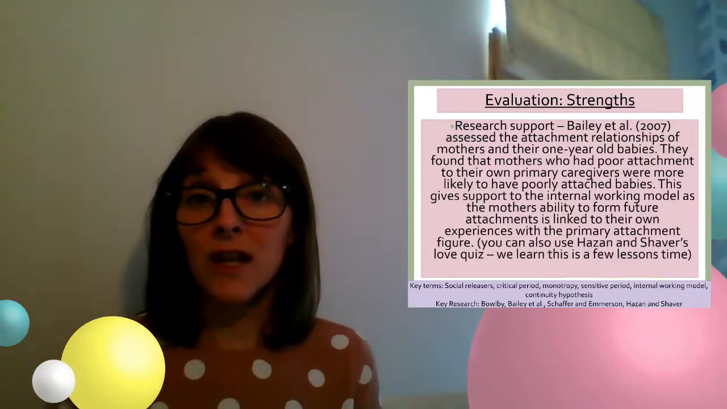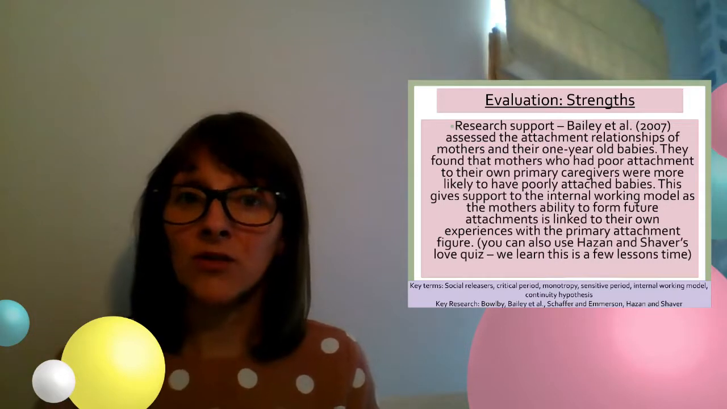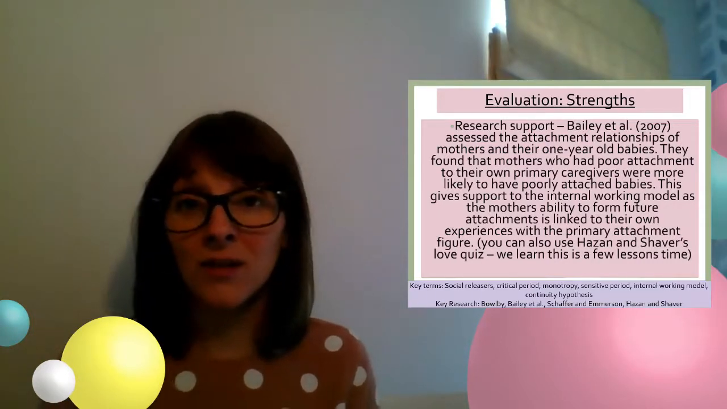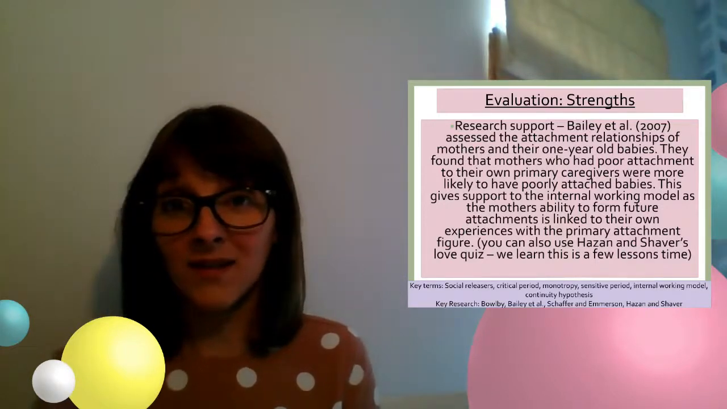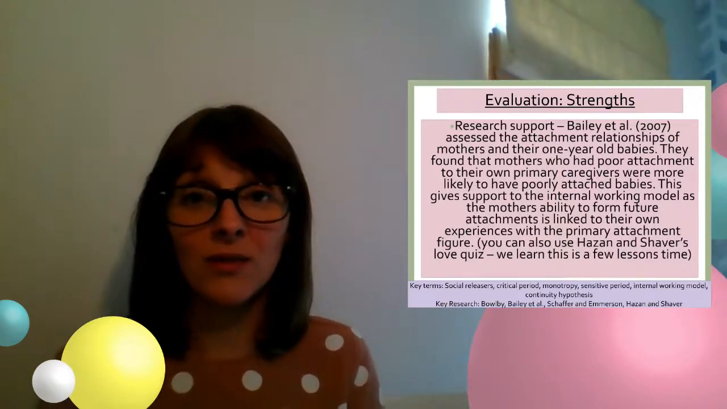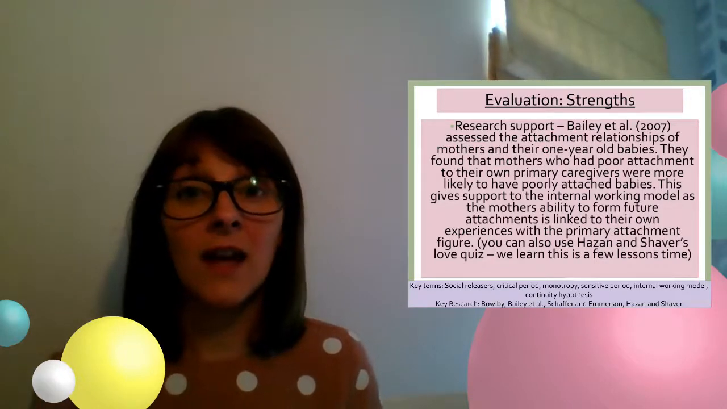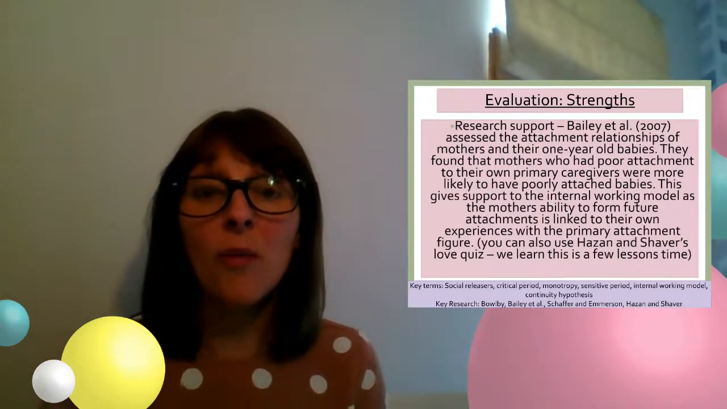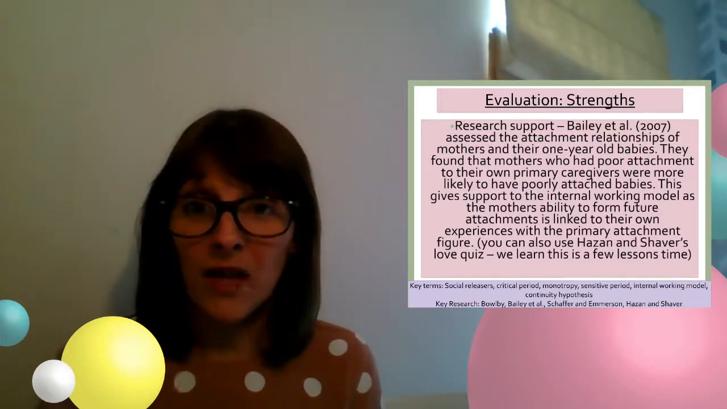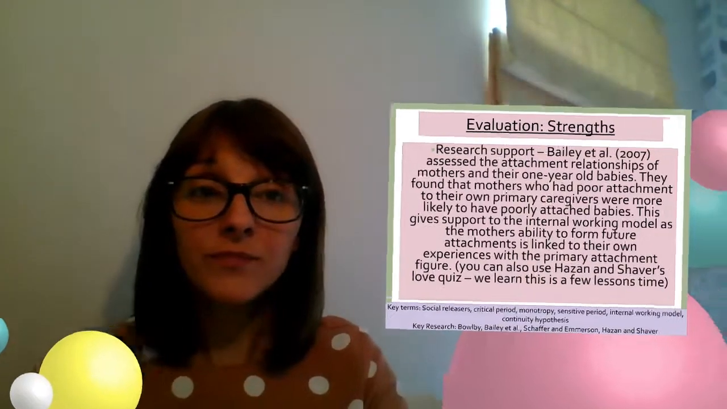When I say a good attachment and a bad attachment, we'll look at that in the next lesson when we look at the strange situation. A secure attachment is seen as a good attachment in Western society, but we'll discuss the issues with that later. So you can use Hazan and Shaver, which we'll learn at the end of attachment, and you can bring that back and use that to support Bowlby's theory of internal working model and continuity hypothesis.